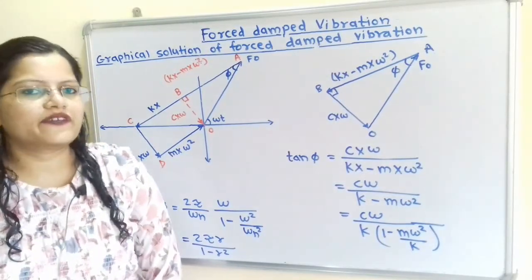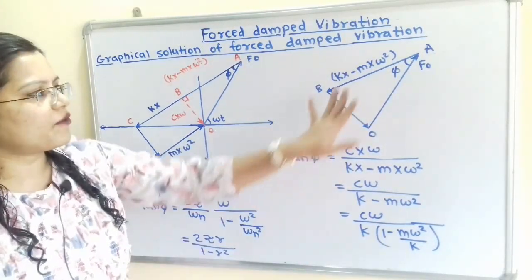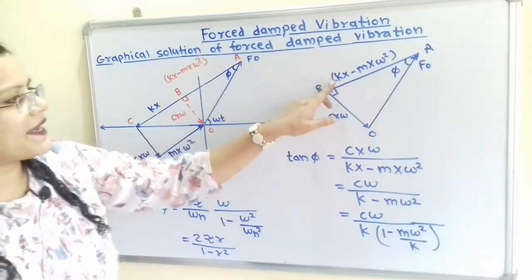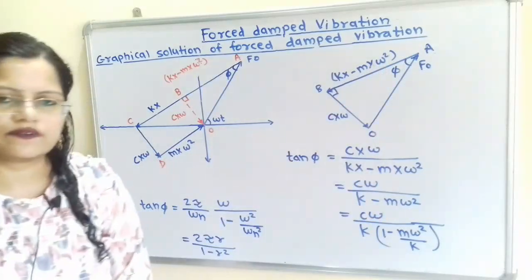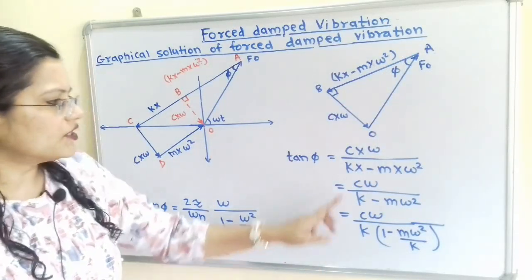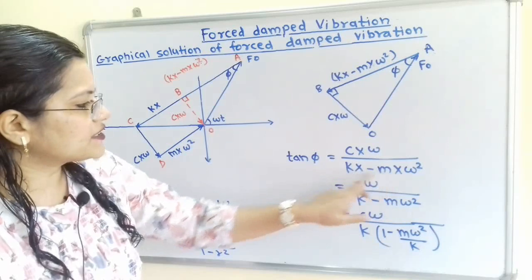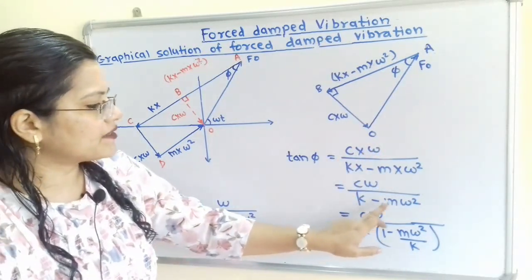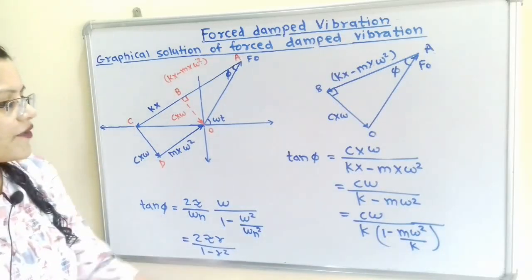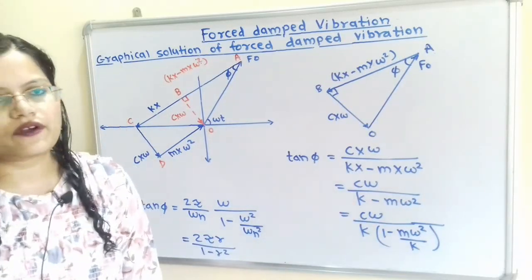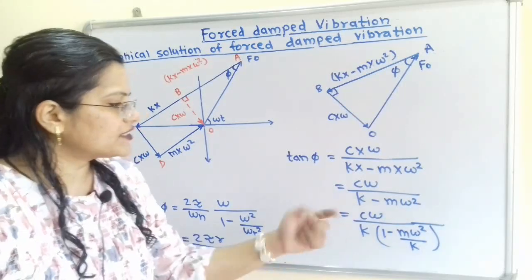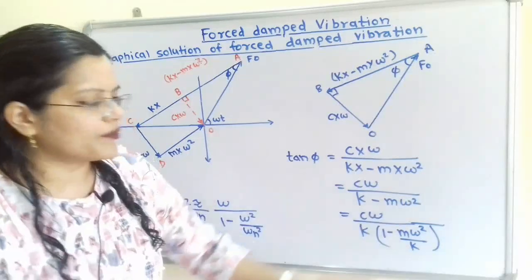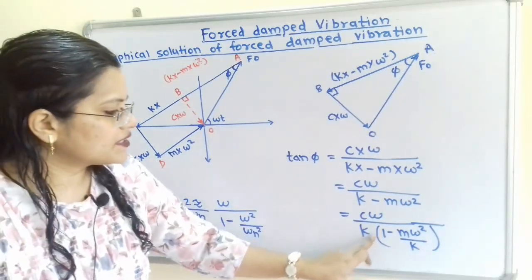Now how to find out the phase angle phi. From this triangle we will write tan phi is equal to C x omega divided by K x minus M x omega square. Now we will simplify this. Here we will take x as a common term and it will get cancelled. So C omega divided by K minus M omega square. Now we will again take K as a common term from the denominator. So when we take K as a common term, it will become 1 minus M by K omega square.